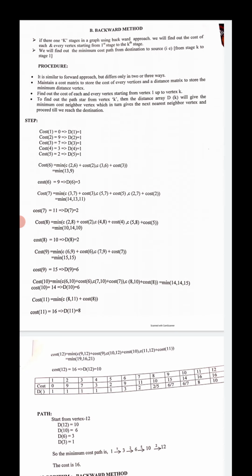Now we have to calculate cost of 6, cost of 7, cost of 8, cost of 9, cost of 10, cost of 11, cost of 12. As it is, we have to calculate destination of 6, 7, 8, 9, 10, 11, 12. Okay, now we have to maintain the formula. Already I told you, a forward approach. That formula we have to maintain here. Now we have to look at the diagram, all of you. In the diagram we need to understand this concept.